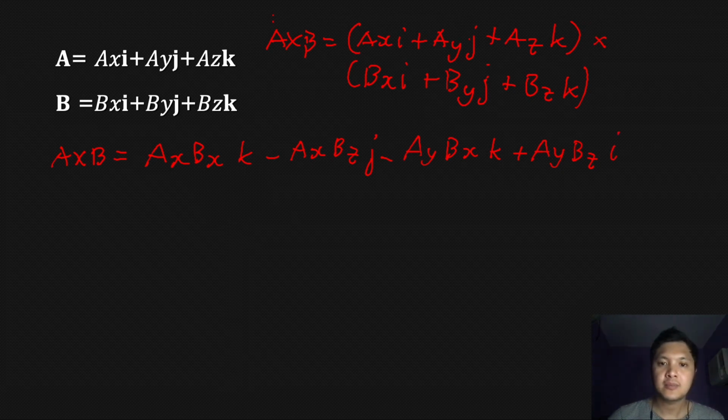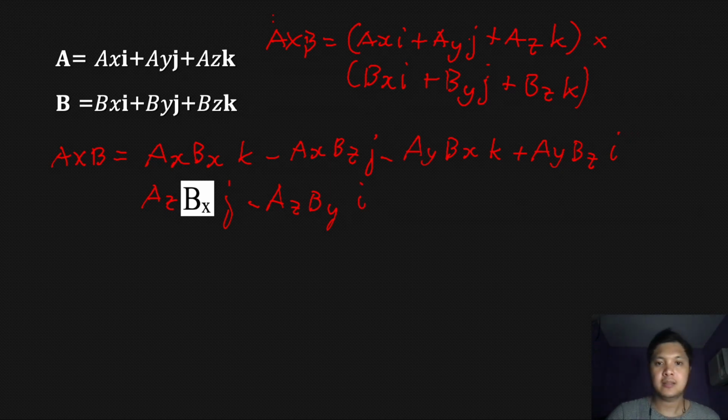Okay, next is AZK and then BXI. So K cross I is J, positive J. So AZ BX J. Then AZK BYJ, that is K cross J is negative I. So negative AZ BY I. Okay, and then AZK BZK, so that's 0.